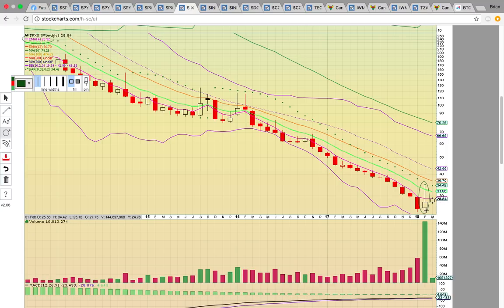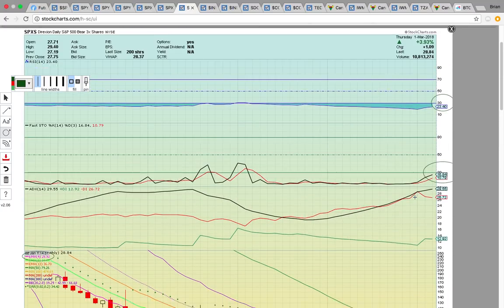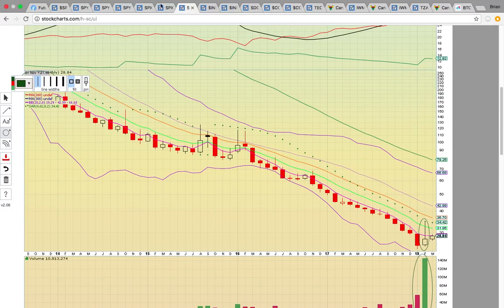And so if you see here, look at the huge volume. I mean, that volume is insane. Over 140 million shares traded. So yeah, this is huge. So keep an eye on it. We're going to see if it can get a reversal going.